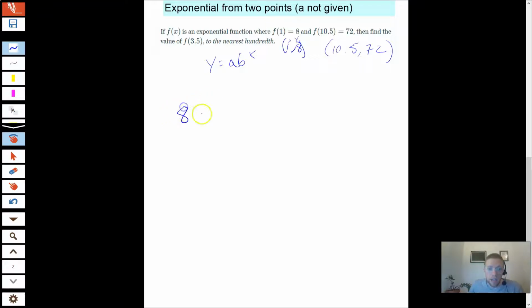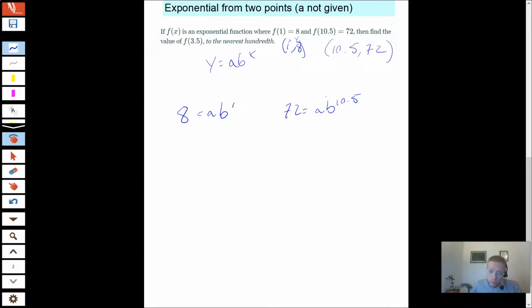Okay, so I get 2 equations from this. I get 8 equals ab to the 1. Actually, this one's on the easier side. We'll do a harder one here in a second. And then I get 72 equals ab to the 10.5. Okay.